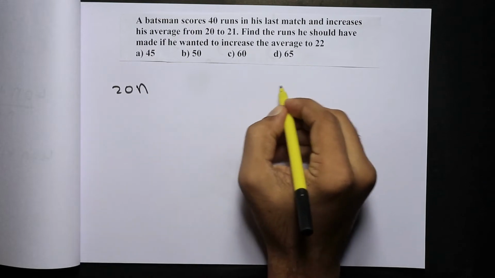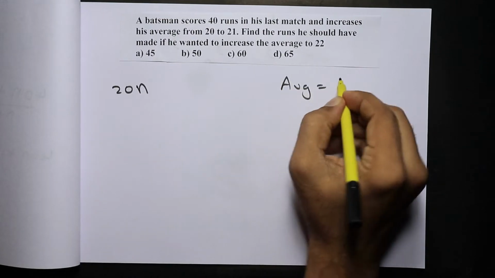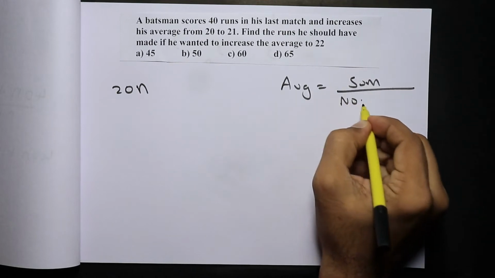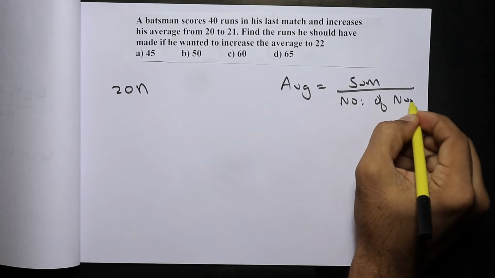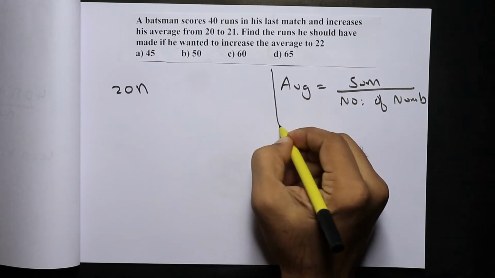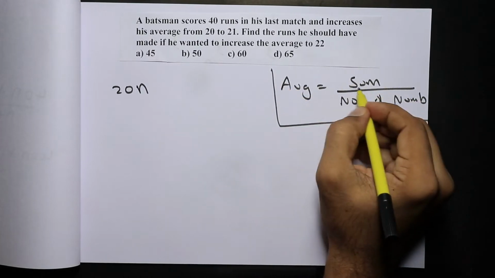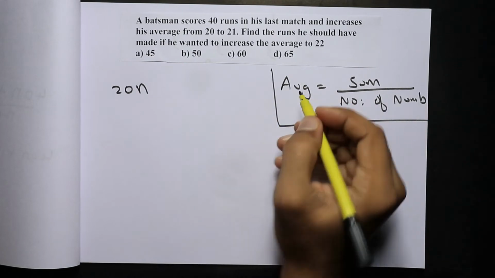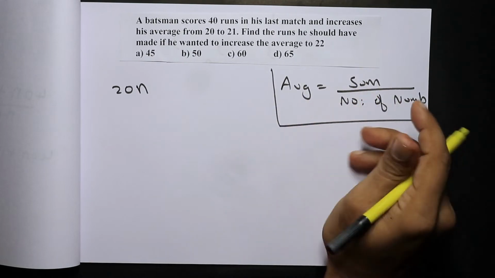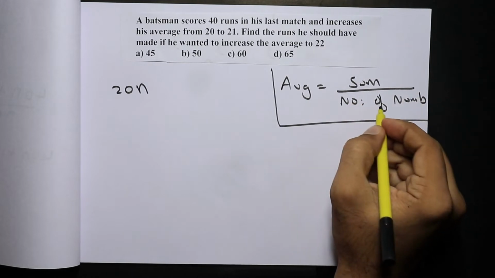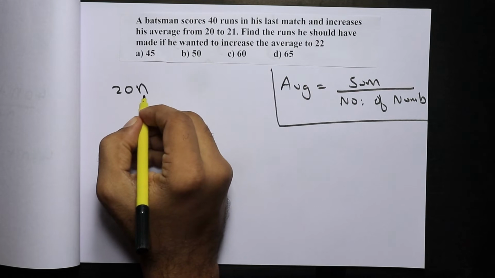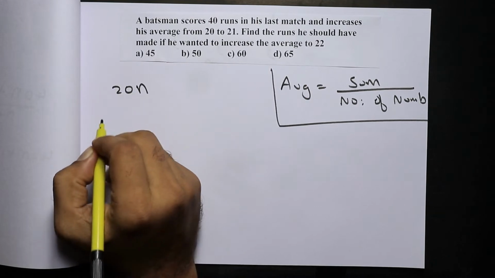That is, we have the formula: average is equal to the sum of all the numbers divided by the number of numbers. So this is a basic formula. Total sum of all the numbers by number of numbers gives you the average. So the sum of all the numbers will be the number of numbers, that is n, into their average. So initially he has played n matches, into their average gives you 20.